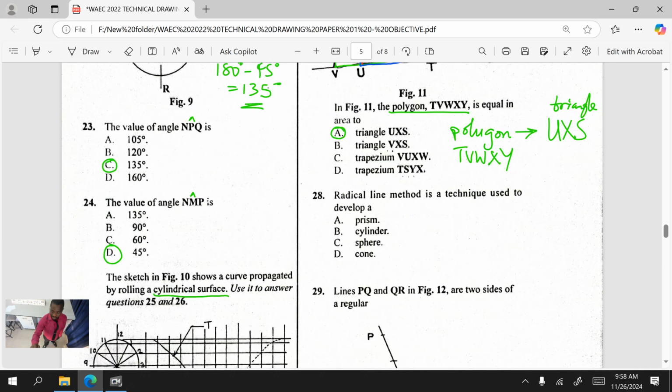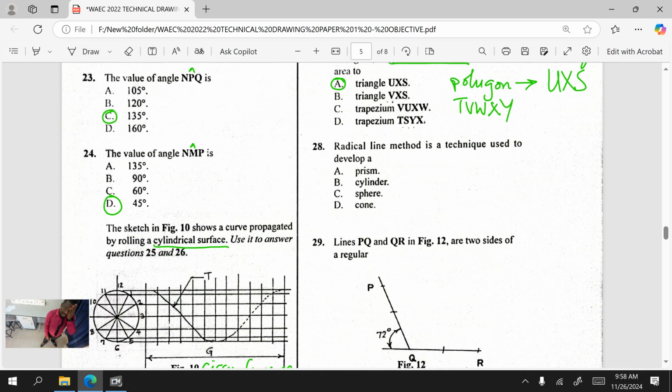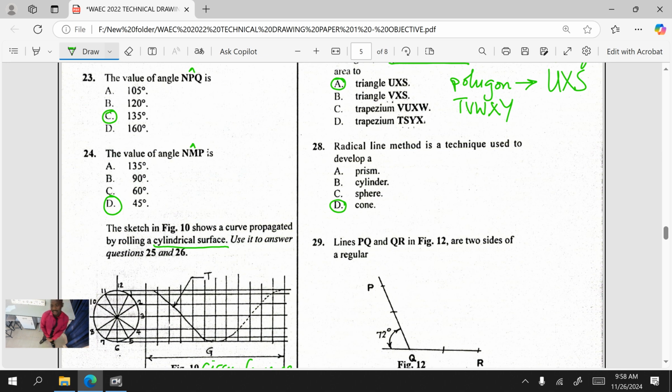Let's move on. 28. Radial line method is a technique to develop what? Good. So the answer is what? A cone. They ask this question almost every year. I don't know why. A cone. Simply, take note, the radial line method is used for pyramids. Do you get it now? And a cone is a circular pyramid. A cone is a type of pyramid.